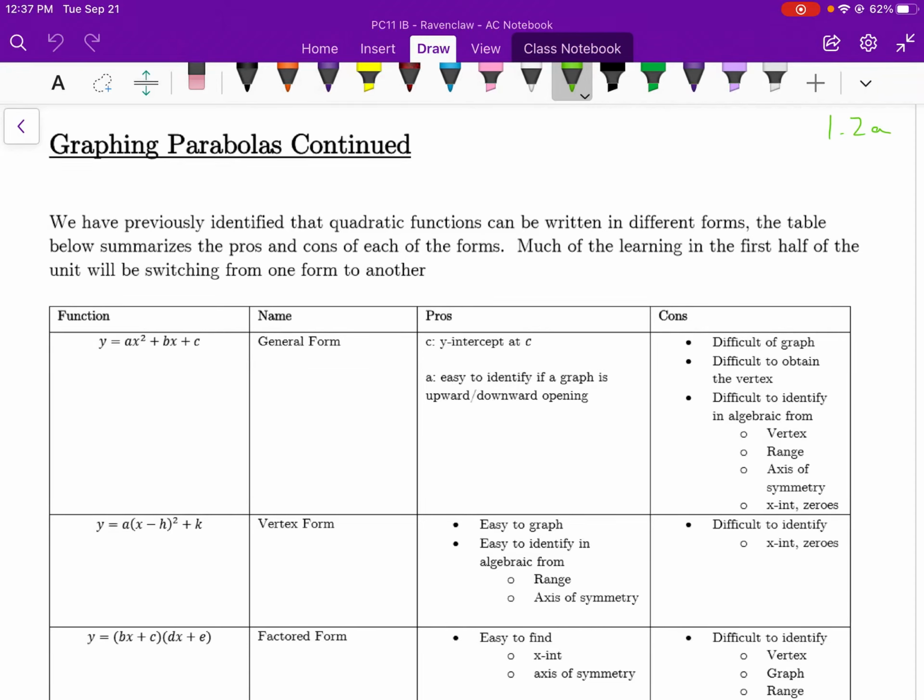Graphing parabolas. We've previously identified that quadratic functions can be written in different forms. The table below summarizes the pros and cons of each of these forms. Much of the learning of the first half of the unit will be basically manipulating one form into another form.